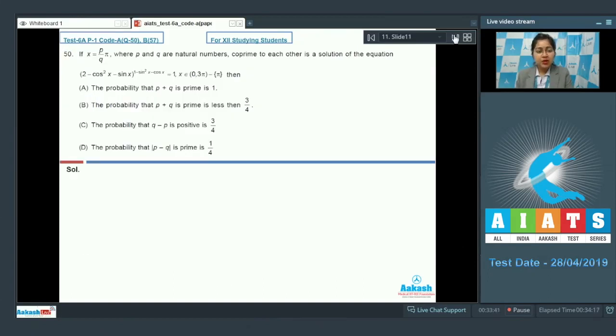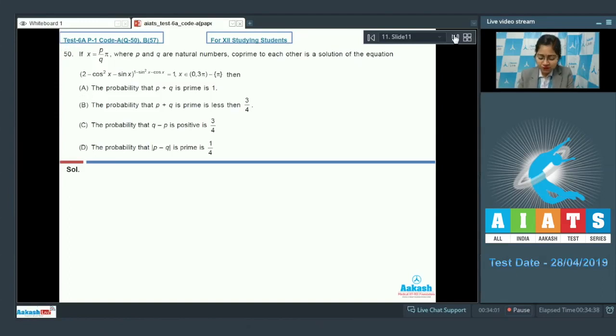Next is question number 50, which says that if x is equal to p by q into pi, where p and q are natural numbers co-prime to each other, is a solution of the equation (2 minus cos square x minus sin x) whole raised to the power (1 minus sin square x minus cos x) equal to 1, where x is going from 0 to 3 pi minus pi, right?